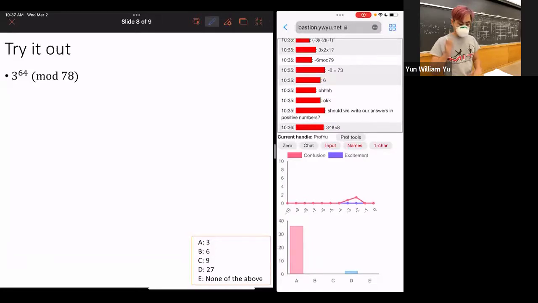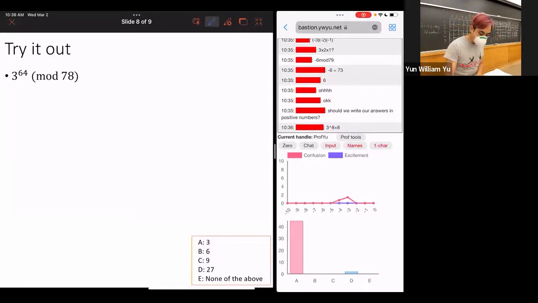Okay, so it looks like about half the class has gotten it so far. So let's start by thinking about how we want to work it out. One of the things you might notice is that 64 is a power of 2, which I chose because it makes life a little bit easier. And so there are a couple of ways you could write this out.